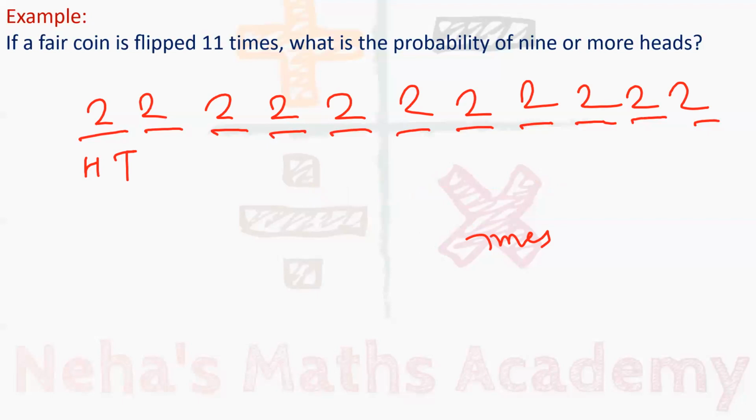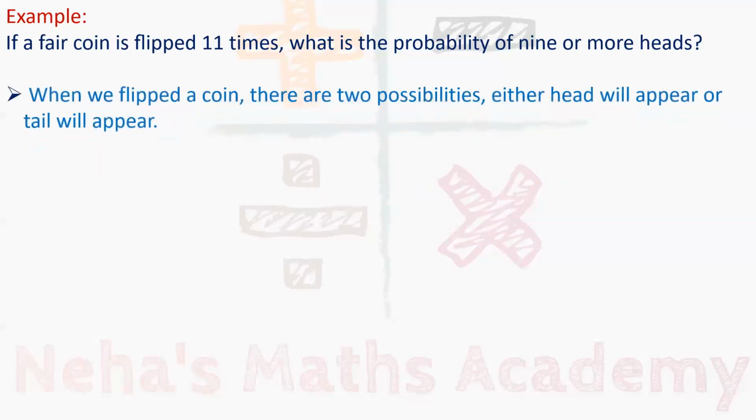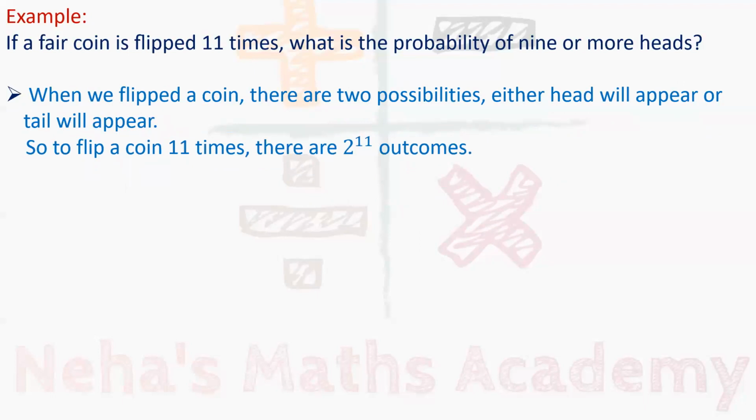Now, our question is, what is the probability of 9 or more heads? In the denominator, the total number of ways is 2 raised to 11. But what about the numerator? We want 9 or more heads, means either 9 or 10 or 11 heads.